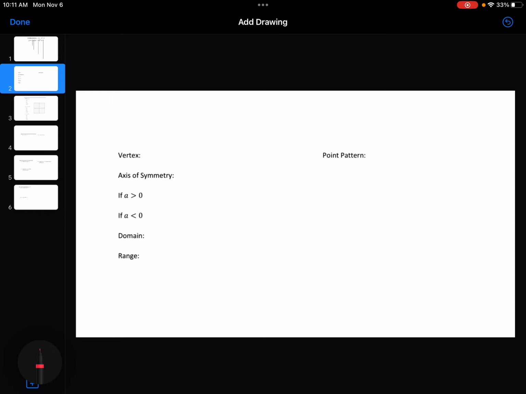With all of our important things about the quadratic, our vertex is always going to be (h, k). Our axis of symmetry is always x equals the x value of our vertex, so x equals h. If a is greater than 0, it's facing up or opens up. If it's less than 0, it's facing down or opening down.